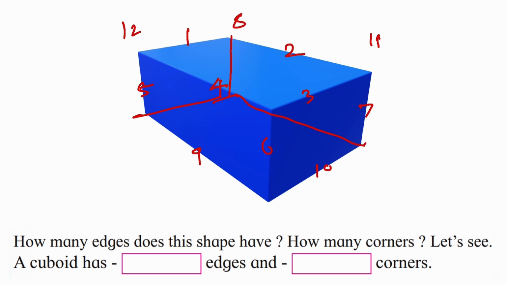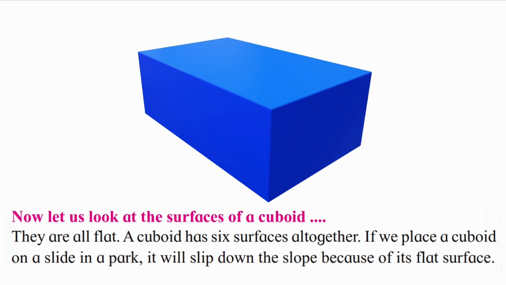So a cuboid has 12 edges. And how many corners? 8 corners. You can see these are the corners: 1, 2, 3, 4, 5, 6, 7, and the 8th at the back side. We cannot see it. So there are 12 edges and 8 corners in the cuboid, my dear students.